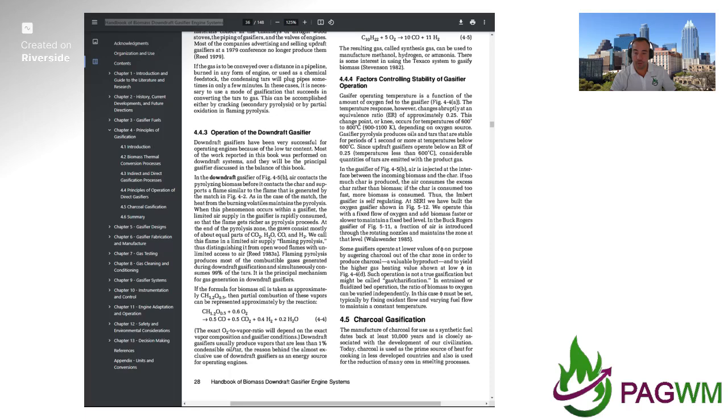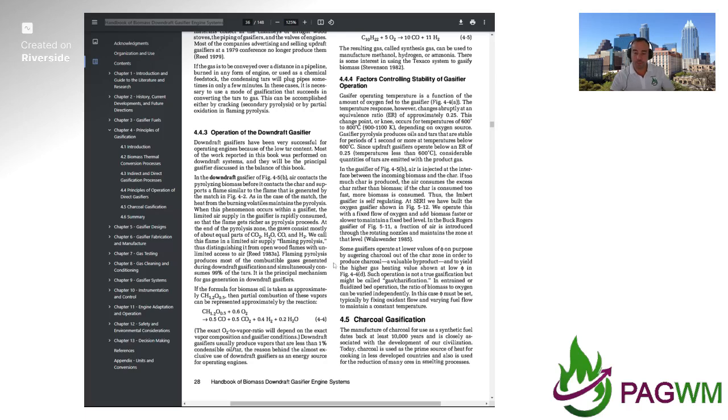When this phenomenon occurs within a gasifier, the limited air supply in the gasifier is rapidly consumed, so the flame gets richer as pyrolysis proceeds. At the end of the pyrolysis zone, the gases consist mostly of about equal parts of carbon dioxide, water, carbon monoxide, and hydrogen. We call this flame in a limited air supply flaming pyrolysis, thus distinguishing it from the open wood flames in unlimited access to air. Flaming pyrolysis produces most of the combustible gases created during downdraft gasification and simultaneously consumes 99% of the tars. It is the principal mechanism for gas generation in downdraft gasifiers.